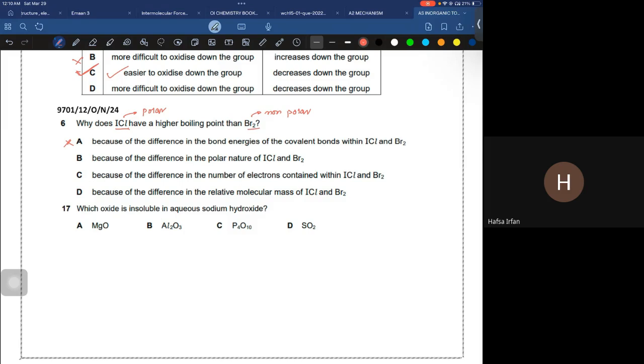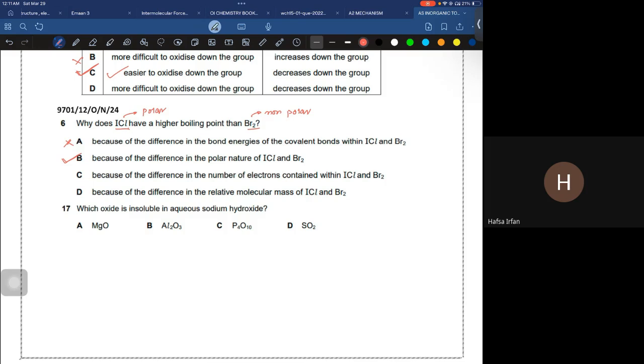Okay, then in option B, because of the difference, yeah, this is correct. Polar and non-polar. The melting and boiling point of polar substances is generally higher due to the greater attraction. So option B is correct. It's a very easy, very clear question. There is nothing tricky in it. We have to think. Okay. In the examiner report, they have written most of the candidates did this question. Of course, this is easy.